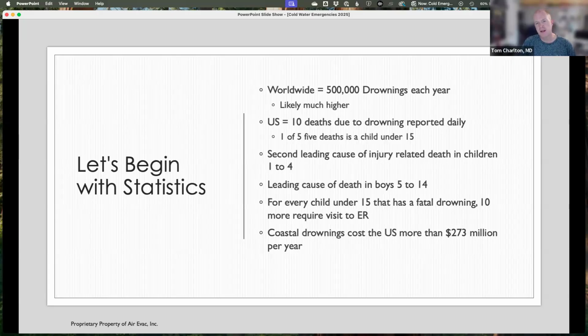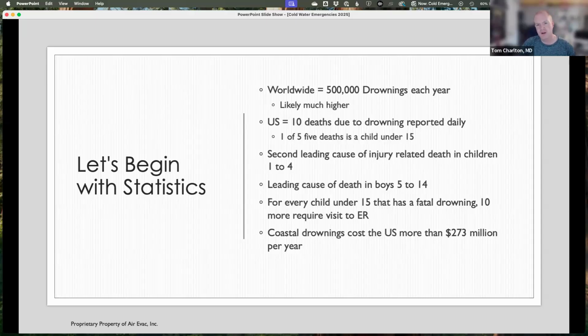This number is likely significantly higher when you take into account the third world countries and their lack of public health. In the United States, there's at least 10 deaths daily due to drowning, and 1 in 5 of those deaths is a child under age 15. It's the second leading cause of injury-related death in kids from ages 1 to 4, and it is the leading cause of death in boys 5 to 14.